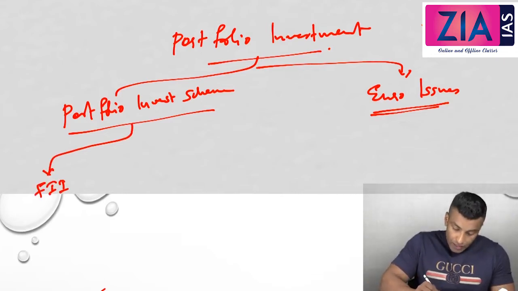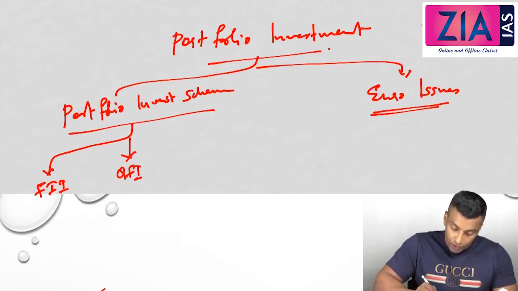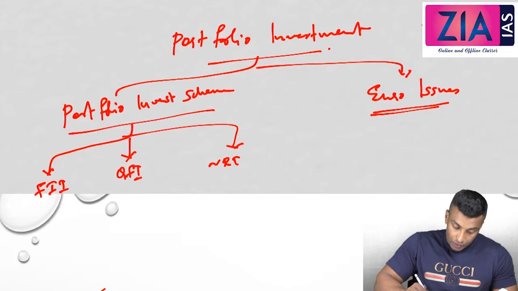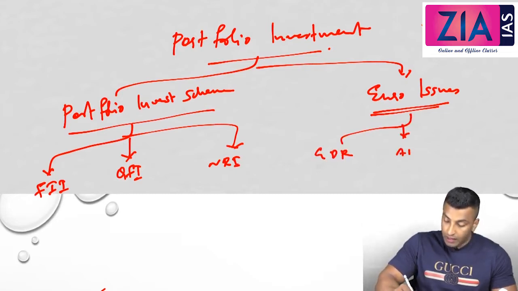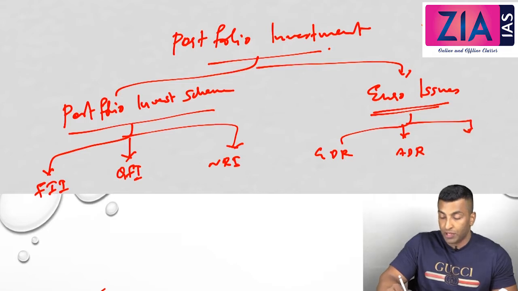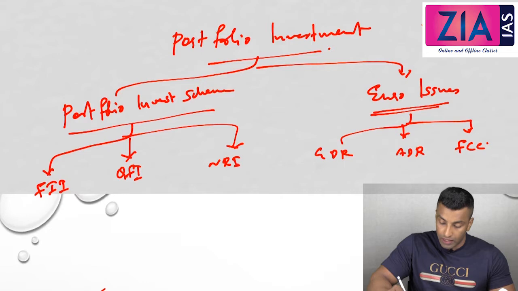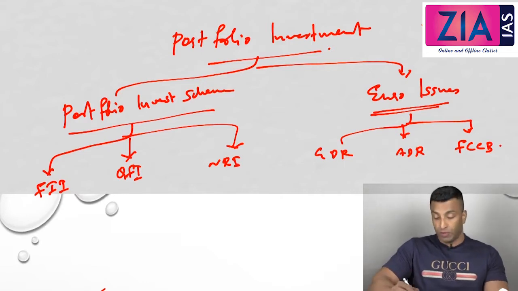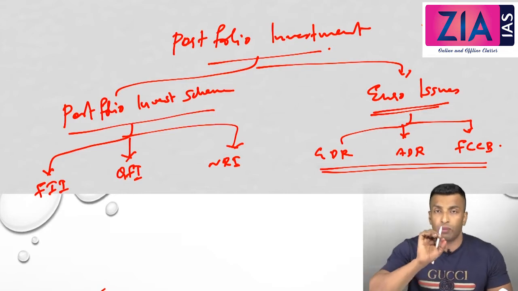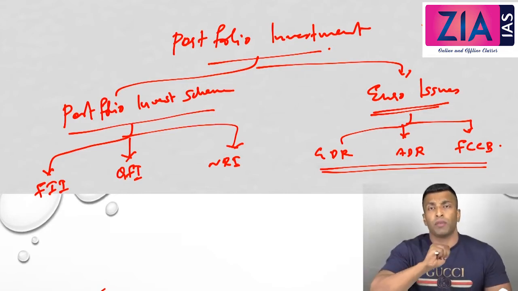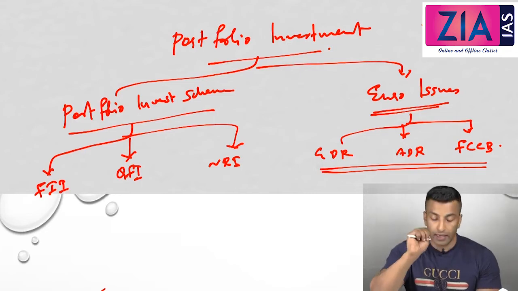Here FIIs will come, that is foreign institutional investors. Then QFI will come, qualified foreign investors. Then you have NRIs. Under euro issues we'll talk about GDR, global depository receipt, ADR, American depository receipt, and Indian depository receipt along with this. We'll also discuss foreign currency convertible bonds. That is also a kind of portfolio investment. So all these are actually portfolio investment. Why is it a portfolio investment? Because Indian companies are going to get money. That is why it is also classified under portfolio investment. We'll discuss that in detail later.